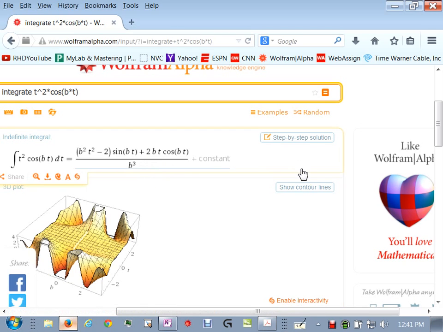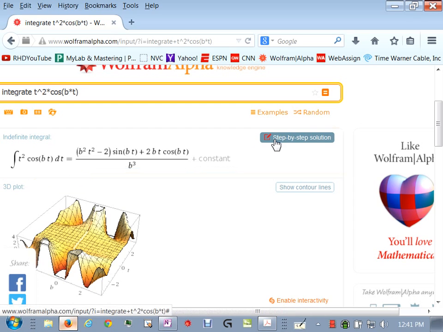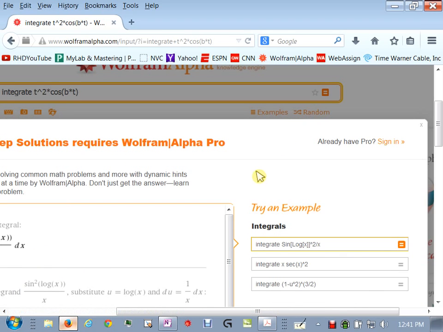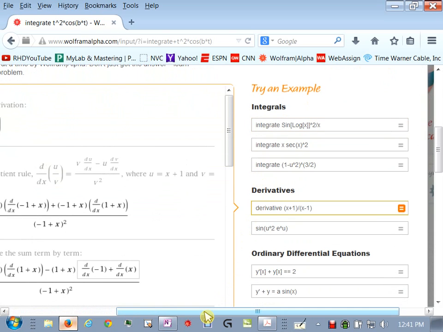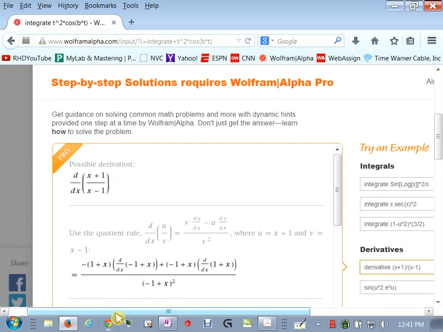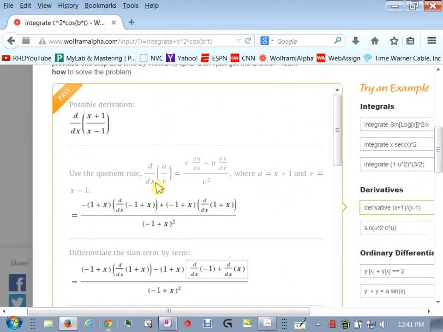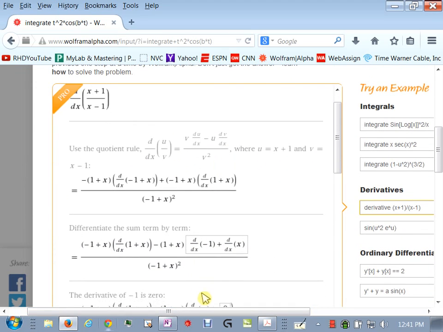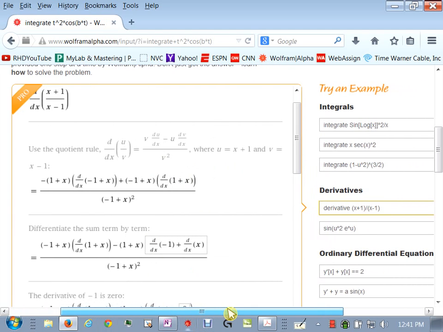So that doesn't look like ours, does it? Oh yeah, if you distribute this through, I believe it works out and matches up. I believe you can see a step-by-step solution of how to do it, they show you the technique, but guess what? You've got to pay for it. Step-by-step solutions, they'll show you how to do it, but you've got to start paying for it.